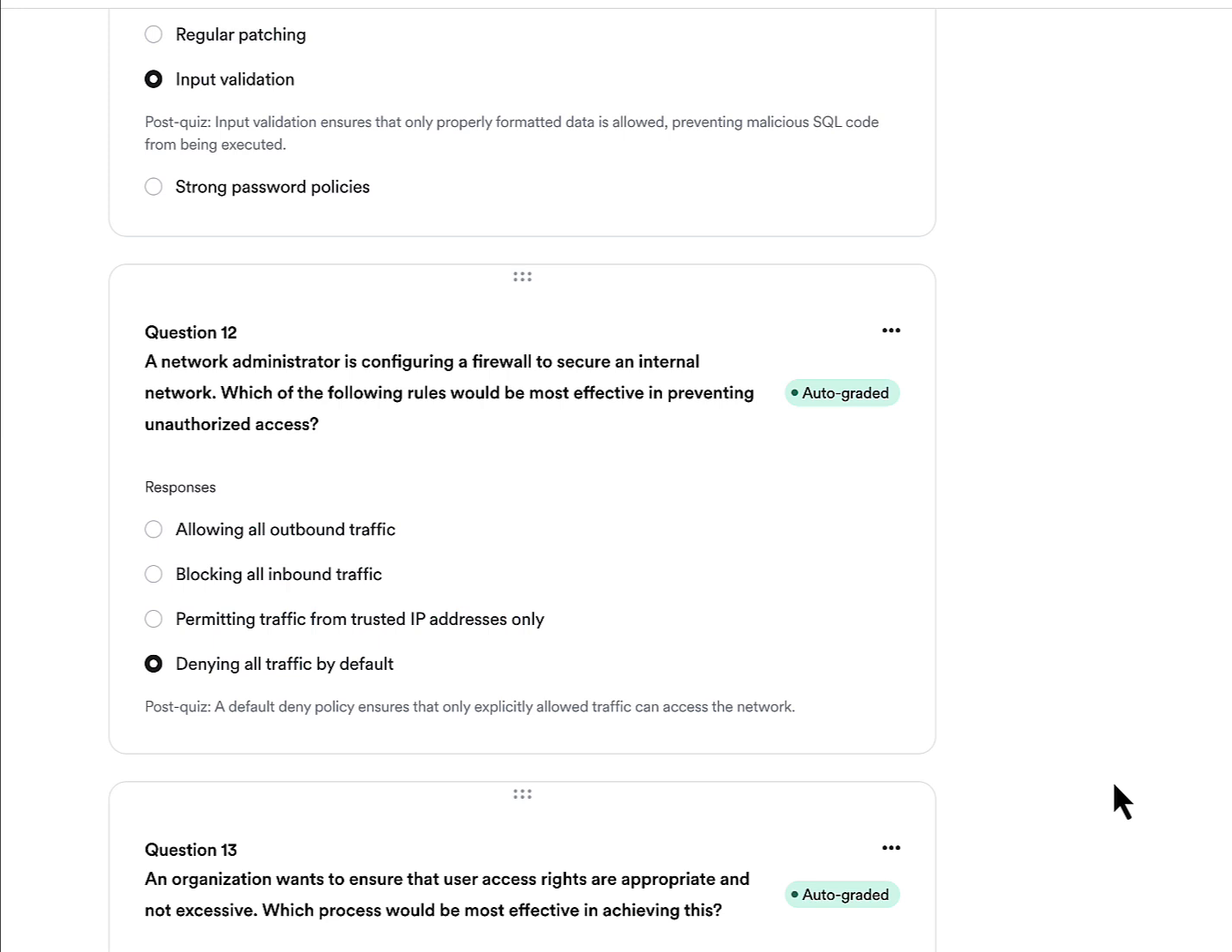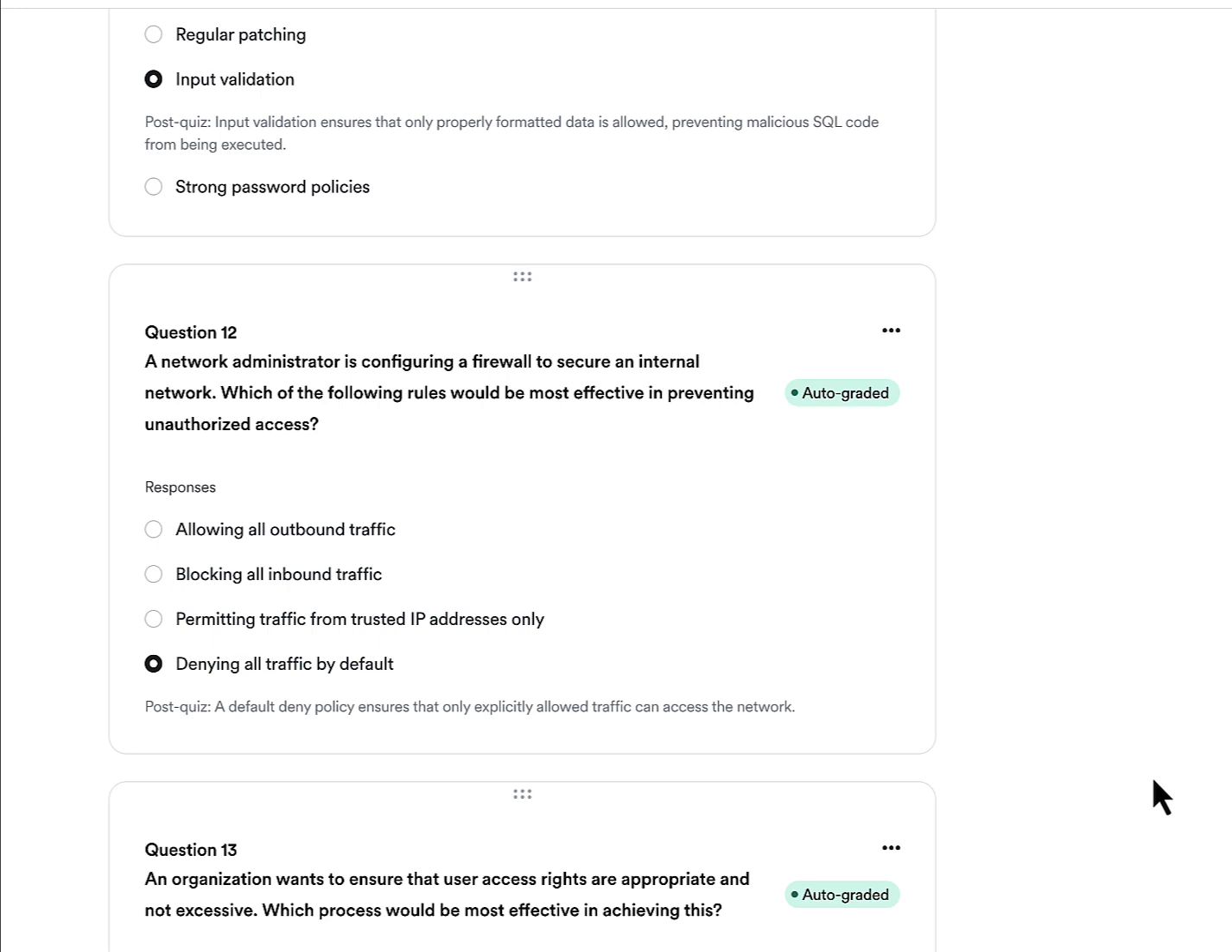Question 12. A network administrator is configuring a firewall to secure an internal network. Which of the following rules would be most effective in preventing unauthorized access? So they're basically out of VLAN. A, allowing all outbound traffic. B, blocking all outbound traffic. C, permitting traffic from trusted IPs only. Or D, denying all traffic by default.